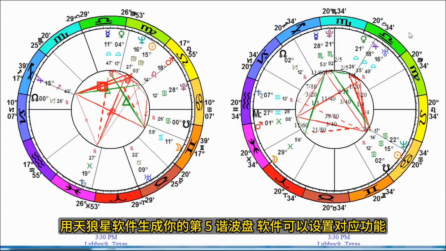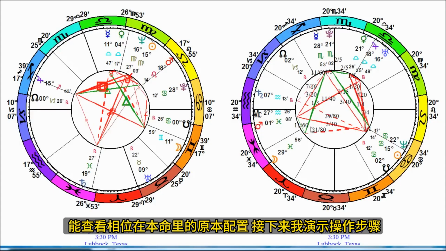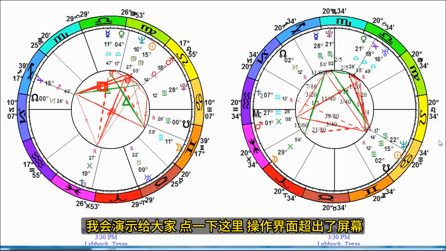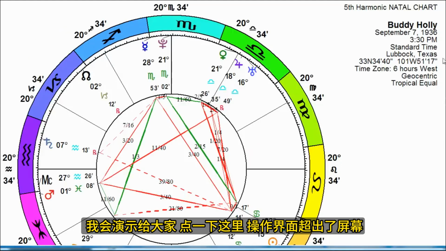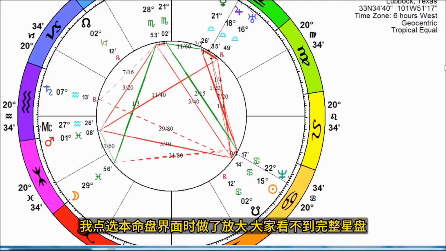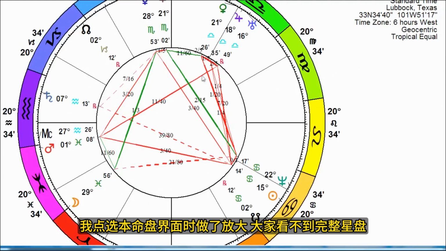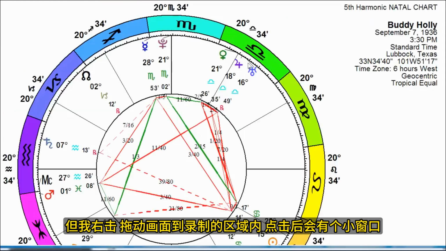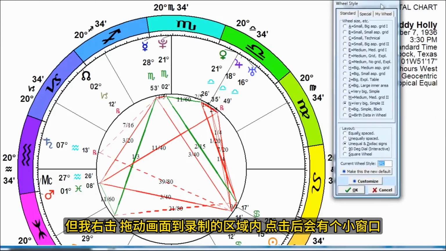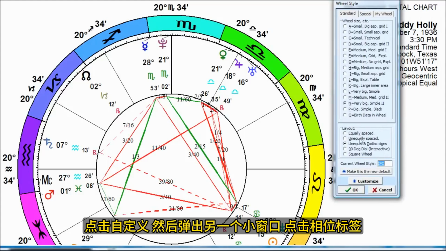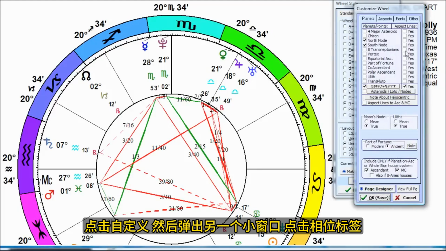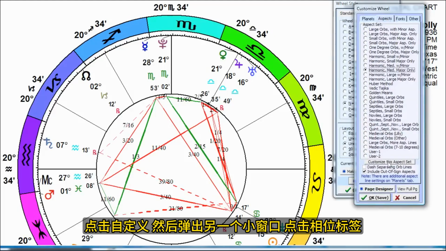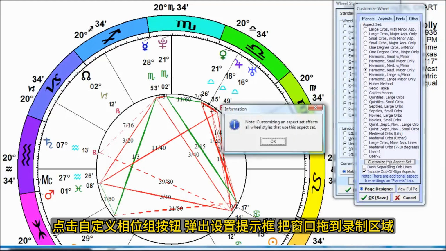And especially if you have the Sirius software, you can turn on this option for seeing what the aspect is in the natal chart. But I'll show you real quickly how you do that. It's off your screen, but I'm going to click over here on the natal chart. Like I told you, I zoomed in so you don't see this whole wheel. But if I right click, let me drag this over to the captured area. I get this little window. I click on customize. I get another little window. I click on the aspects tab. I click on this button, customize this aspect set.